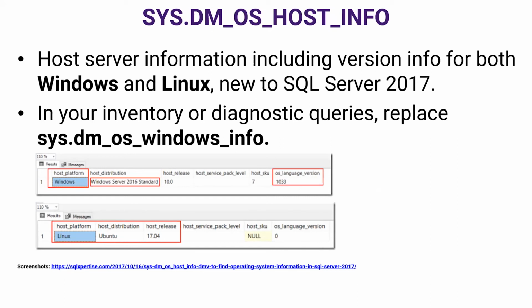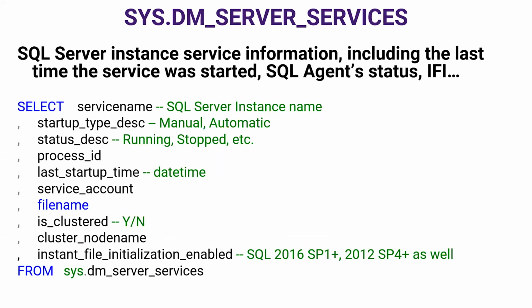SysDM OS host info. This host information includes version information for both Windows and Linux. And because it's for Linux, it actually replaces an old DMV, SysDM OS Windows info. And it works for both Windows and Linux. And some screenshots there I pulled from a blog literally 30 minutes before this presentation because I thought that was cool. But it can tell you what operating system you're on. Otherwise, it's kind of hard to tell. SQL on Linux and SQL on Windows are pretty identical from inside SQL Server.